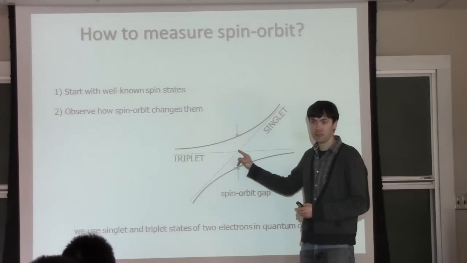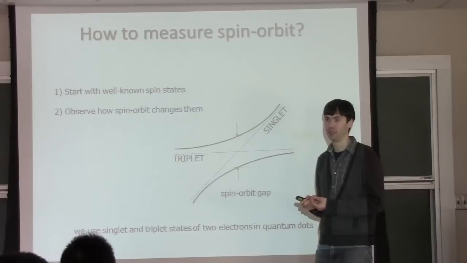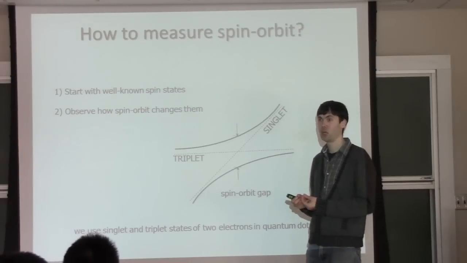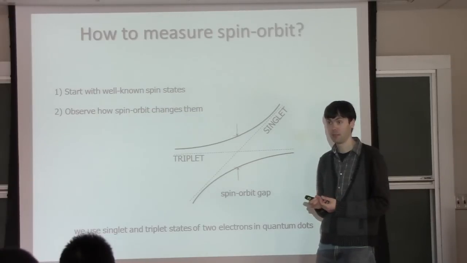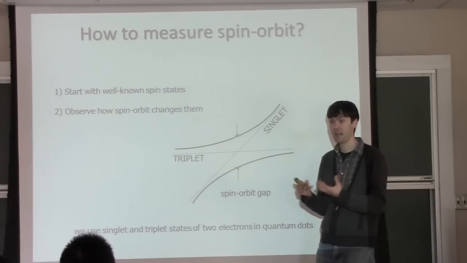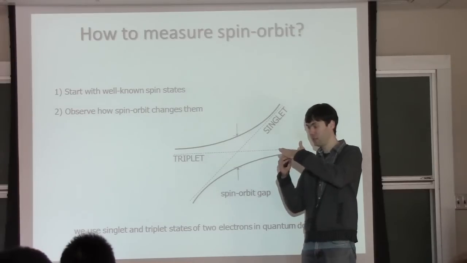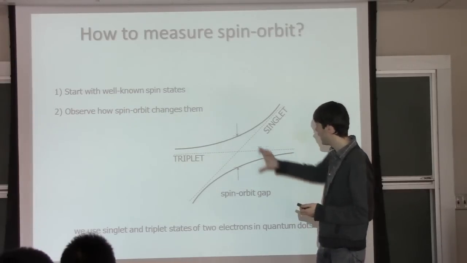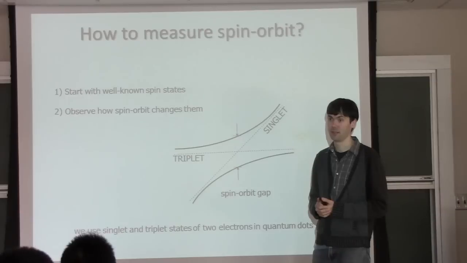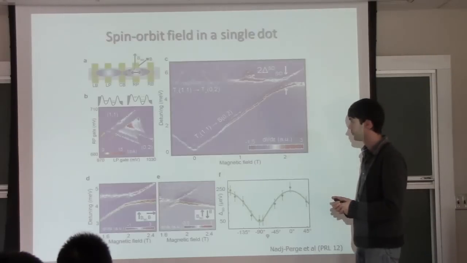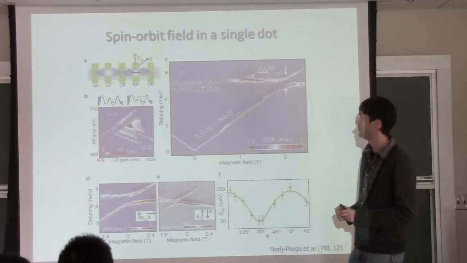Now, when they are degenerate, spin-orbit interaction couples singlet to triplet. Because orbitals are coupled via spin-orbit interaction, and therefore different spin states can hybridize. So when you bring them to degeneracy, they will exhibit level repulsion. And the size of this level repulsion directly tells you the spin-orbit interaction coupling strength. So literally what I just explained can be measured in quantum dots.